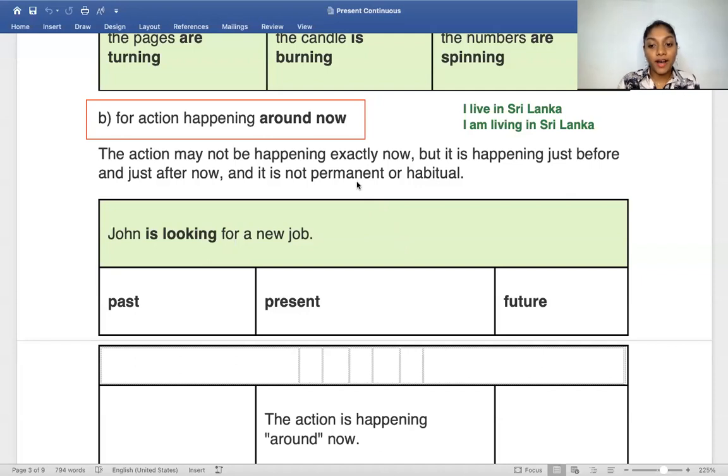Okay, so I will explain it to you. Now, for example, let's just think that you are permanently living in Sri Lanka. It is your permanent residence. You are not going to move into another country. Okay, so you are permanently living here. Then you can say, I live in Sri Lanka. But just imagine you are living in Sri Lanka for a short period of time. Maybe you are just visiting Sri Lanka.